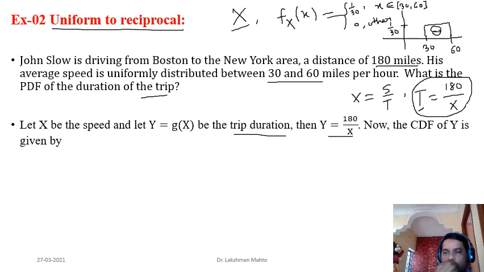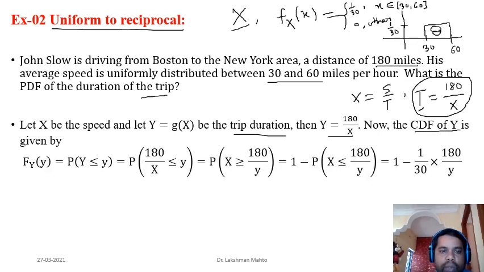So again we will go for two approaches. First we will find the CDF of y. So what is the CDF of y? We can calculate it through the definition of CDF. So here we have to replace y in terms of x. So y is 180 by x, and simplify it. By simplification you will see that it is talking about the probability that x is taking value greater than or equal to 180 by y.